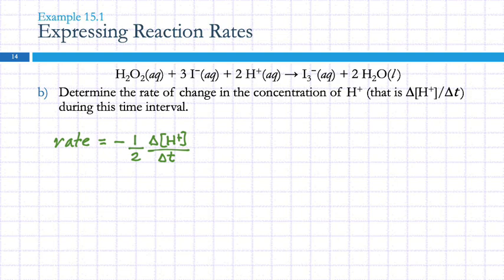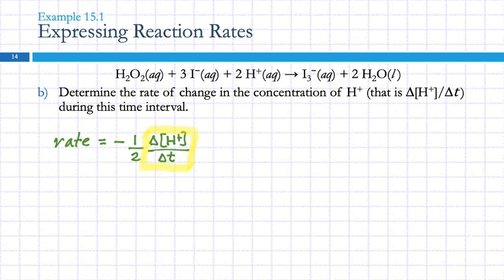Same kind of thing that we did for the other one. This question is a little different though. It's not asking for the rate of the reaction, it's asking for the rate of change in concentration of H plus. So it is asking us to find this. So this is what we're trying to calculate. We aren't given any information about that. So we have a 1 and a 2, and then we have rate.